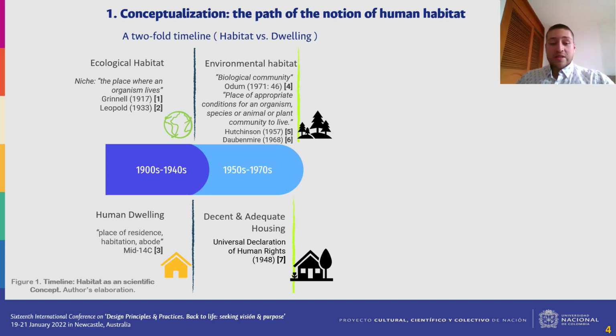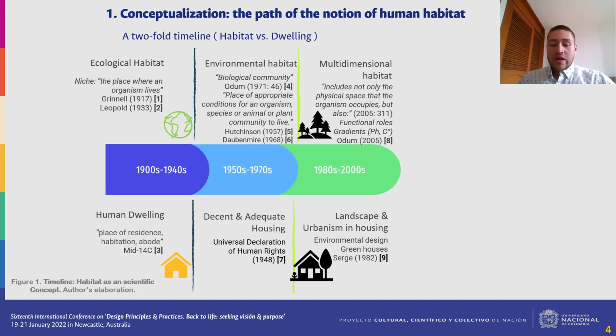But also, in the other path of the dwelling concept, in the mid last century, the concepts of decent and adequate housing were added in the Universal Declaration of Human Rights in 1948. Then in the 1990s and the last years of the 20th century, we started to approach a multidimensional scope of habitat, defined by Odum as including not only the physical space that the organism occupies, but also its functional roles in the biological community and some gradients like pH, temperature, moisture and humidity, and so on.